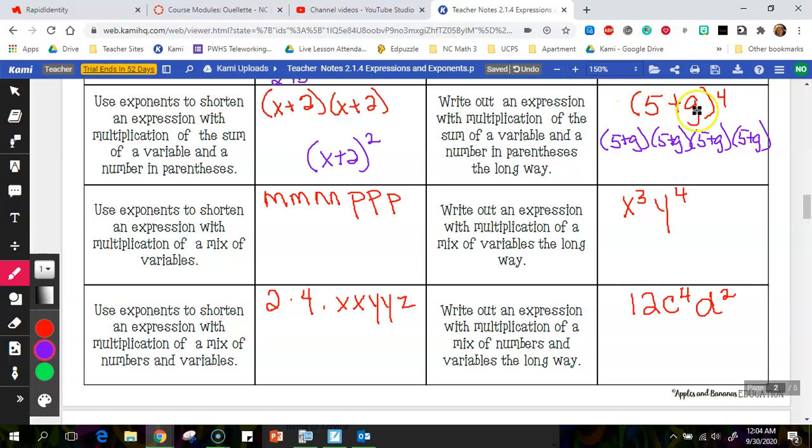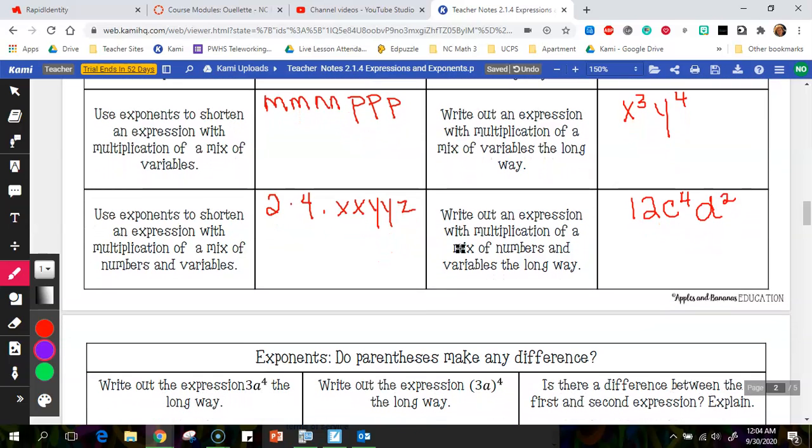Like that. So that is multiplied times itself 4 times. All right, this is what we're going to see a lot, where we have the letters. These are multiplied times each other. M times N times N times N times P times P times P. We could rewrite this as M squared, N squared, P to the third.